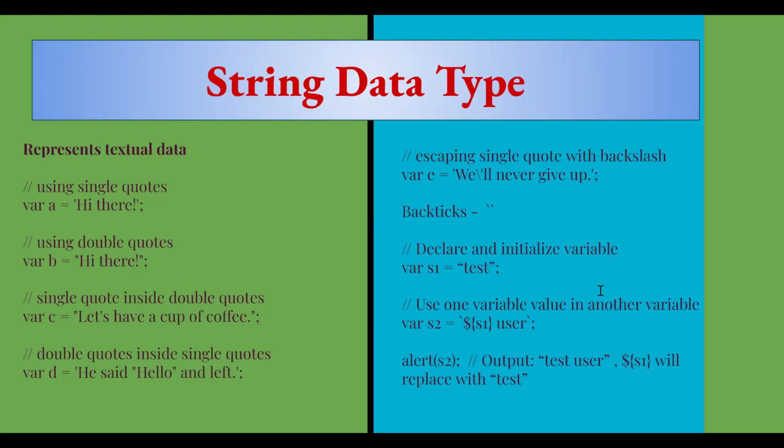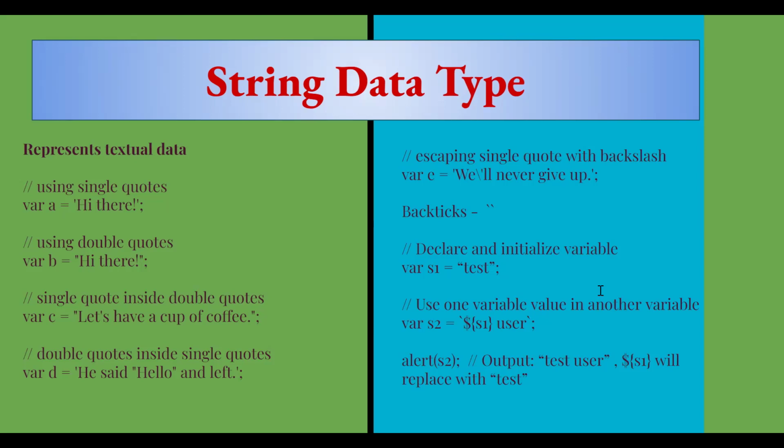You can include quotes inside the string as long as they don't match the enclosing quotes. For example, variable C is a string with double quotes, but it has a single quote within the string. Similarly, variable D is a string with single quotes, but in the string it has a double quote. Or another way to have a single or double quote inside a string is using a backslash. As you can see in variable E, the string is in single quotes, and inside the string, a single quote is added using a backslash.